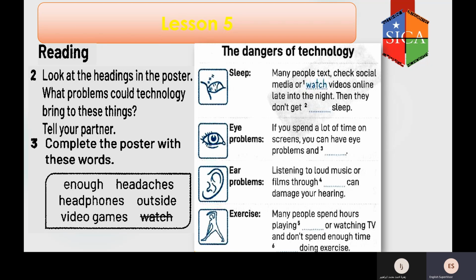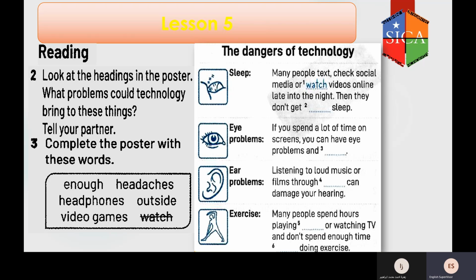Number 3, complete the poster with these words. Would you please read these words? Enough, headphones, video games, headaches, outside, and watch. Okay, the next part in the slide. The dangers of technology. Read, please. Many people text, check social media, or watch videos online late into the night, then they don't get enough sleep. Get what? Enough. Yeah, perfect. Get enough sleep.